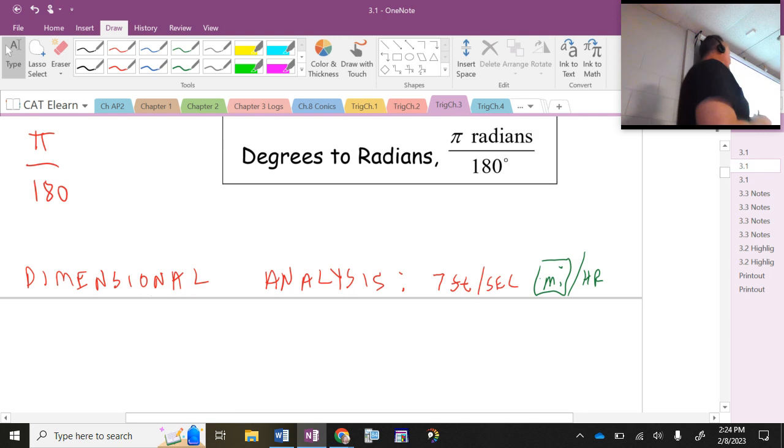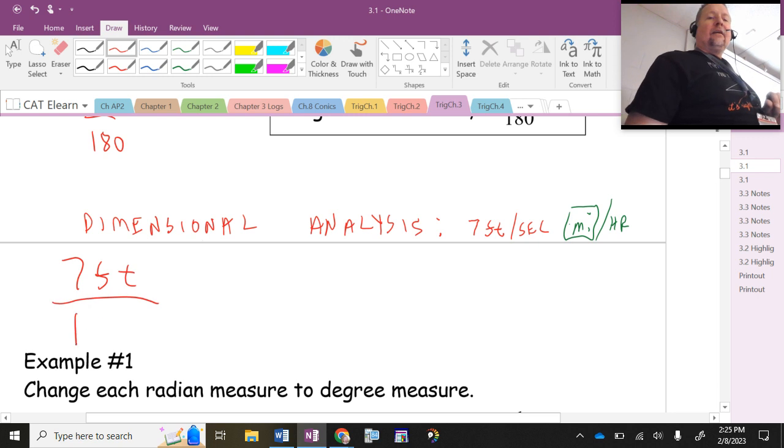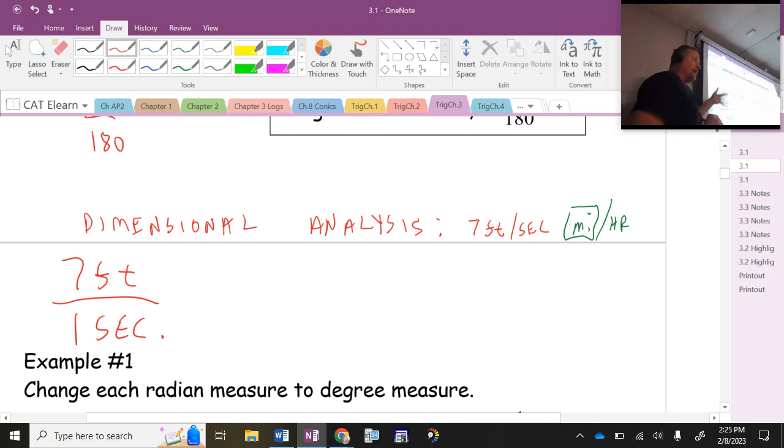I just have a random question out there that says 7 feet per second. So how does a scientist, and you guys expect this from a science teacher, convert 7 feet per second into miles per hour? Hopefully they teach you to do this. Write it as an obnoxious fraction. And then you do your conversions.